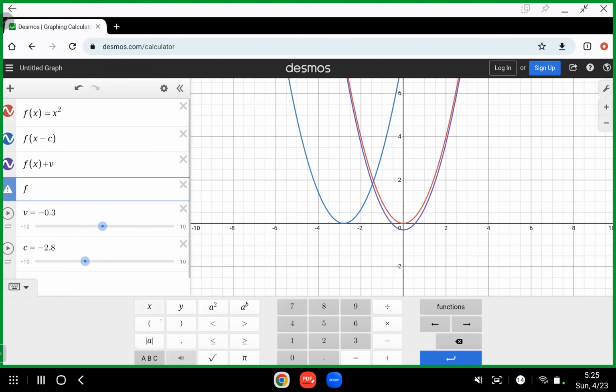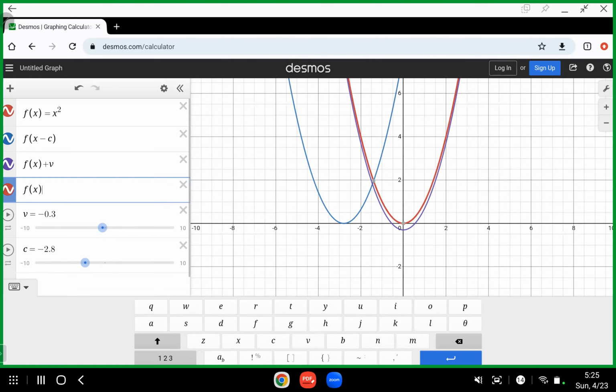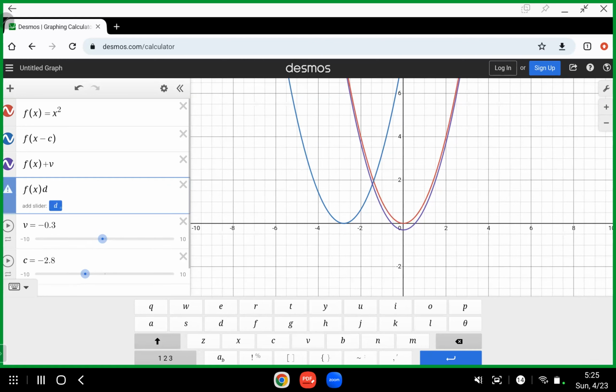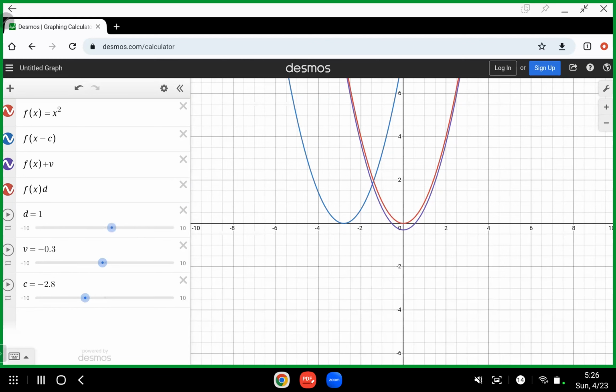Okay, so we have multiplied by d. And as you can see, we can have this, which basically stretches or compresses it vertically. You can see you can make it really skinny or very wide like this. And once you cross 0 into the negatives, you can see it reflects down and follows a similar trend like this.